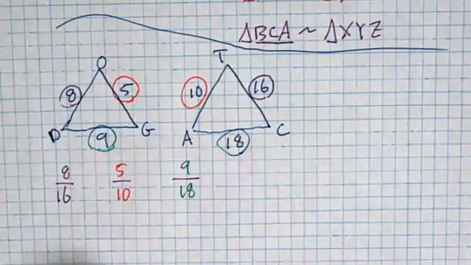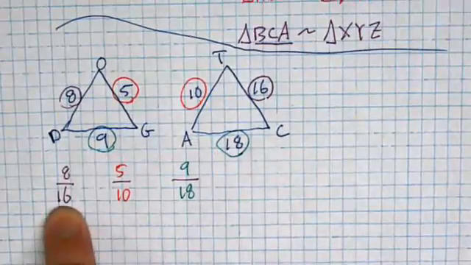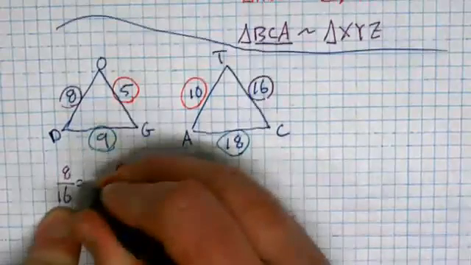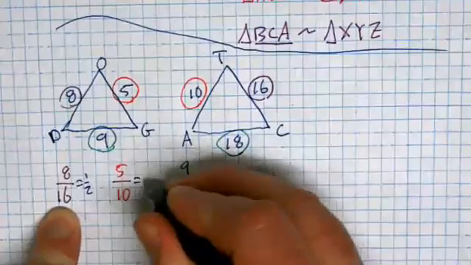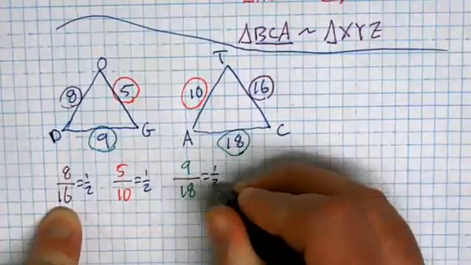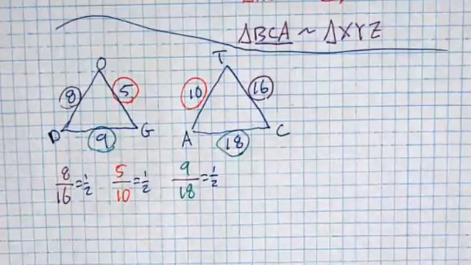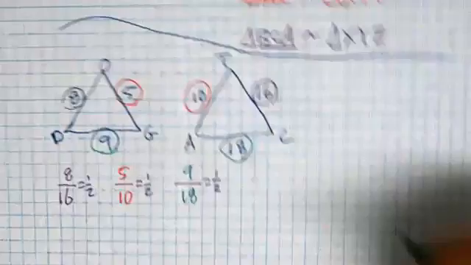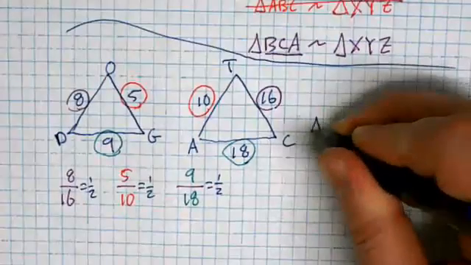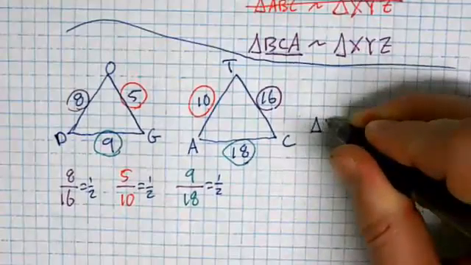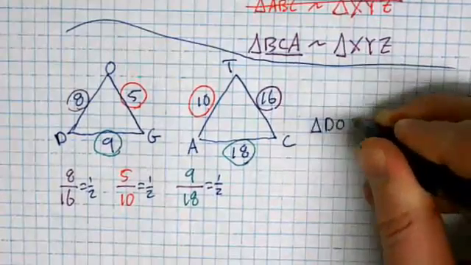Okay, now let's check this. 8 over 16 is the same as what? That's the same as 1/2. And 5 over 10 is also 1/2. And 9 over 18 is also 1/2. So they are similar. Agreed? All right, so here's the tricky part. The next tricky part. I want a similarity statement. Let's go with triangle DOG.